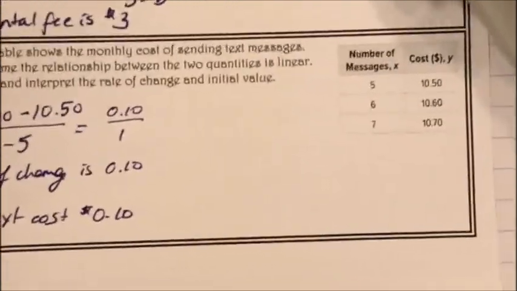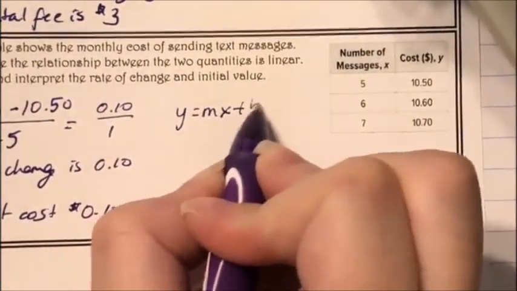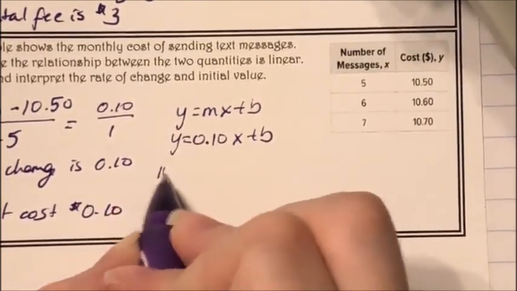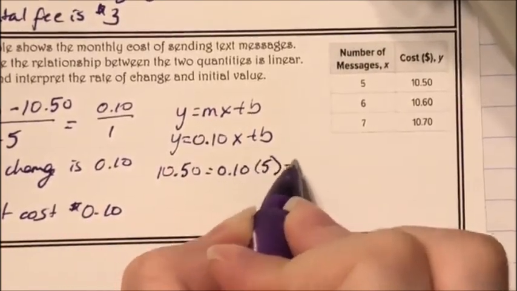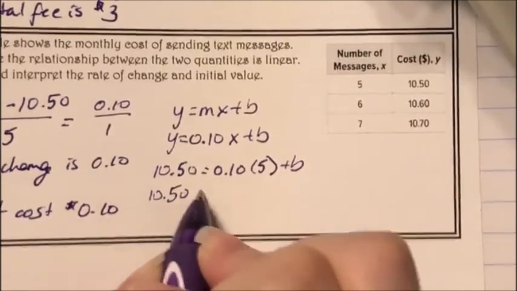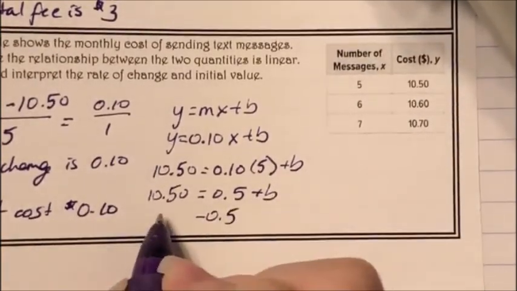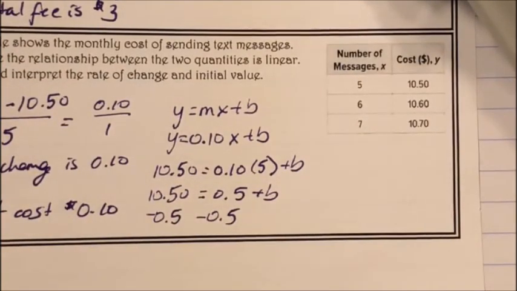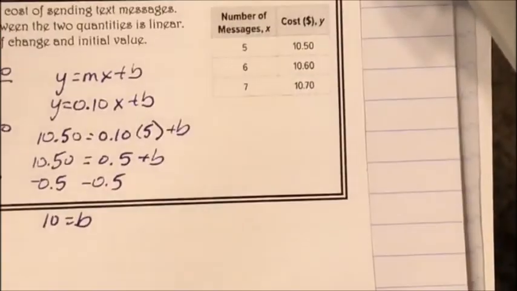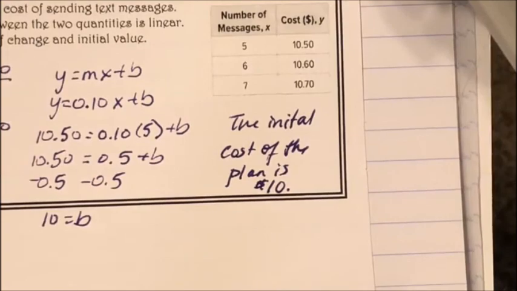Then I can plug this into slope-intercept form. I'm going to plug it in for one of my values. I'm going to say 1050 equals 0.10 times 5 plus b. This gives me 1050 equals 0.5 plus b. I subtract 0.5 from both sides, and I get 10. So the initial cost of the plan is $10. And that is the end of Lesson 6.